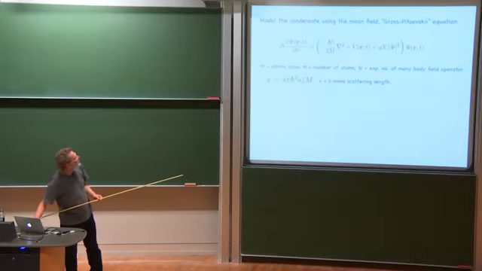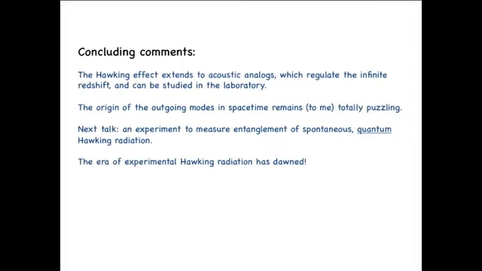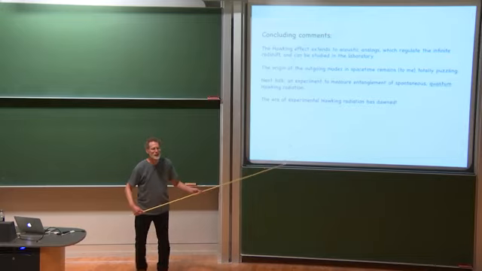And then I'll just end with a couple of comments. So the Hawking effect extends to acoustic analogues, and analogues regulate the infinite redshift and can be studied in the laboratory. The origin of the outgoing modes in space-time, as opposed to in analogues, remains, to me, totally puzzling. And in the next talk, you'll hear from Jeff about a different experiment designed to measure actual entanglement of spontaneous quantum emission of Hawking radiation phonons. And the era of experimental Hawking radiation has dawned.